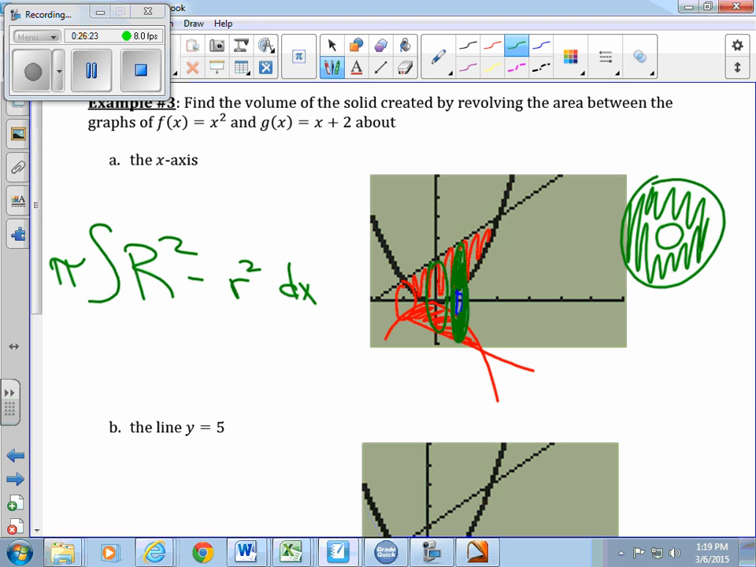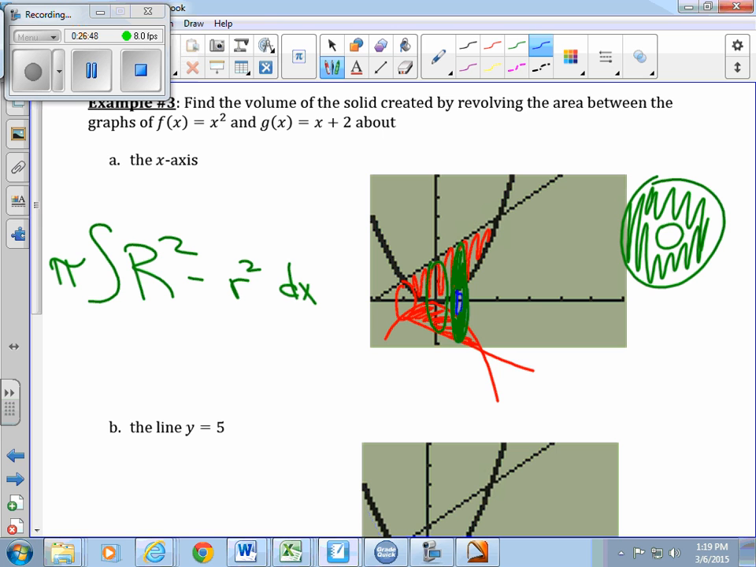So if you could separate your brain out and look at these two as separate curves, you want the outer circle radius, like on the last problem, and then we want to do like the last problem again on the inner circle. We aren't doing any subtraction. We just want the radius of the outer circle and the inner circle. So the outer circle will just be x plus 2, right?